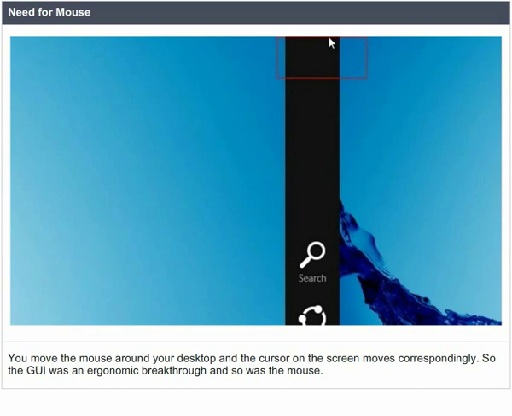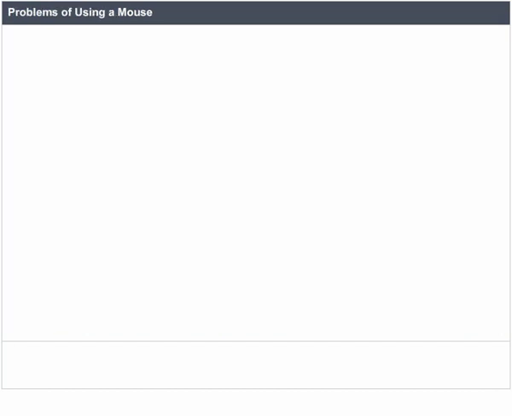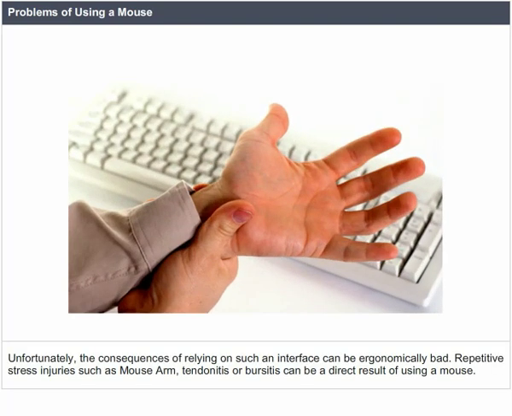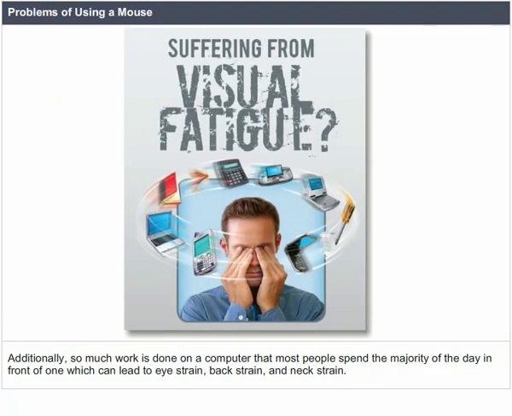Problems of using a mouse. Unfortunately, the consequences of relying on such an interface can be ergonomically bad. Repetitive stress injuries, such as mouse arm, tendonitis, or bursitis, can be a direct result of using a mouse. Additionally, so much work is done on the computer that most people spend the majority of the day in front of one, which can lead to eye strain, back strain, and neck strain.